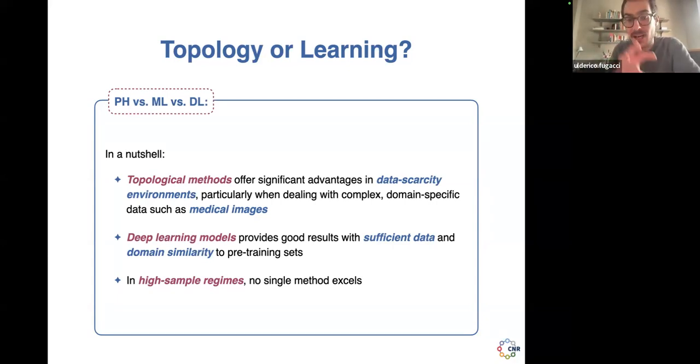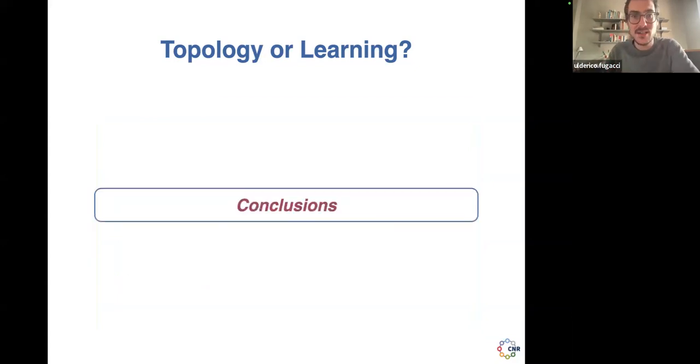Another thing to note is that when we have high sample regimes, there is no single method that really excels and outperforms the others. And so this could be a great hint for always considering an integration, a hybridization, between different methods.